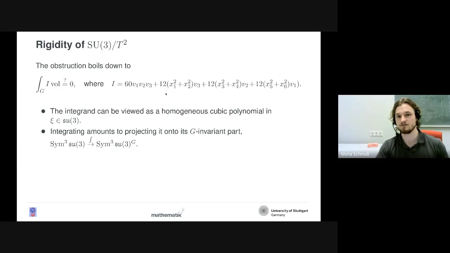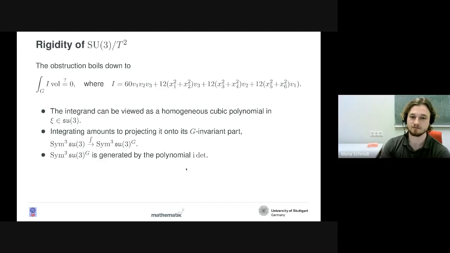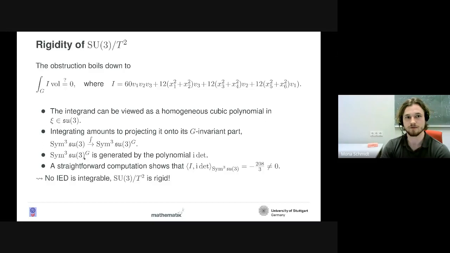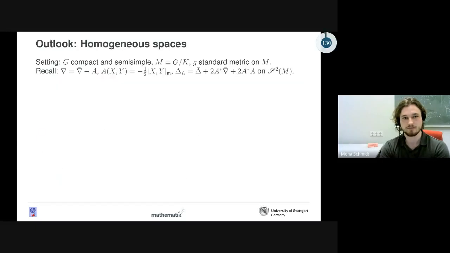So now we can ask, okay, how do we project this to its G invariant part? And it turns out this space here is one-dimensional. It's generated by a simple polynomial, namely just I times the determinant of SU3 matrices. And then we simply have to check, we take this I, we take the inner product with the determinant, and if we write this in a similar fashion, then we can straightforwardly compute that this is not 0. So what we've shown is that no IED on this space is integrable, and hence the Einstein metric on this space is rigid. I think that was the last part. Oh no, it was not the last part.